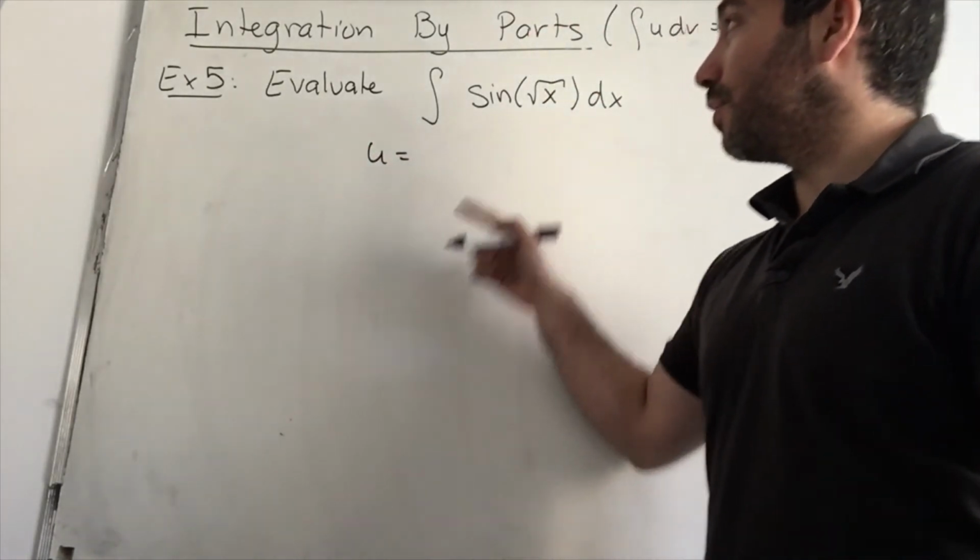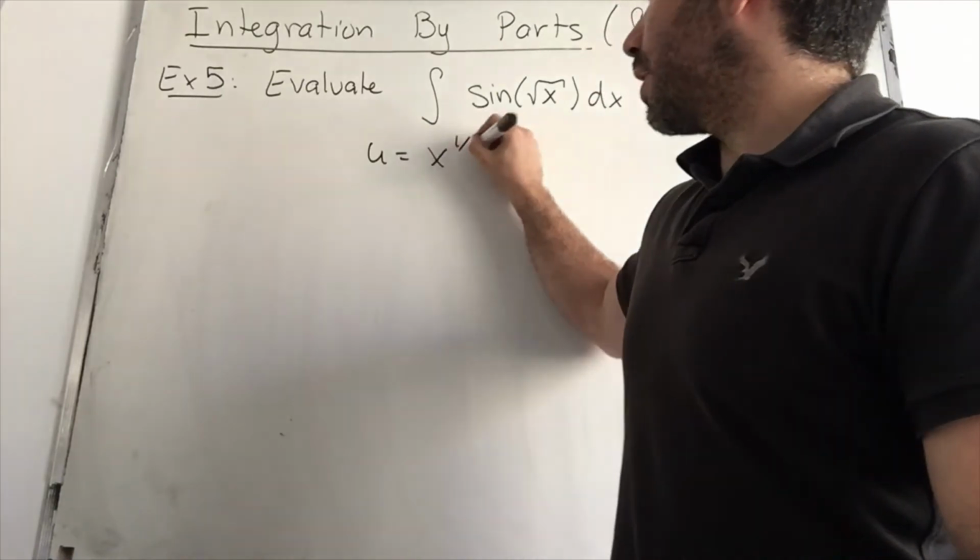But the first thing that I see is to let u, we're applying a u substitution from our previous video. I'm going to let u equal square root of x. I'm just going to write it as x to the 1/2.